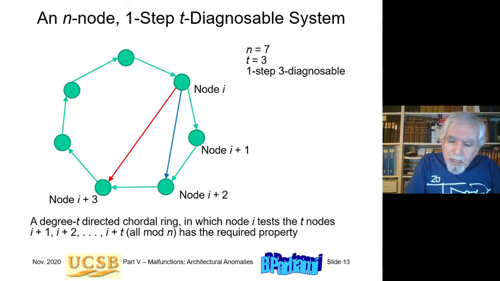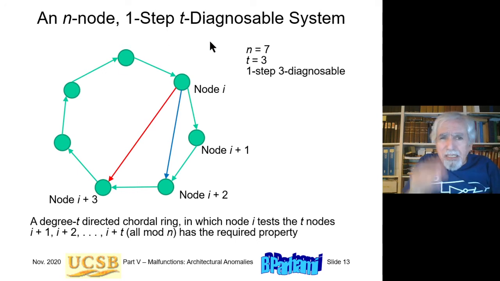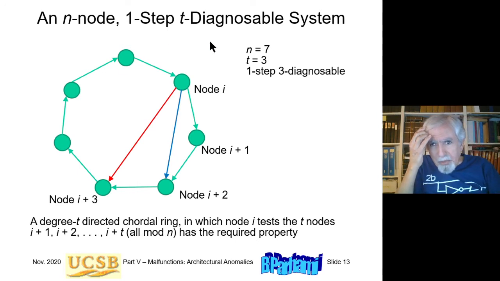that are more in line with the system's architecture. So if you have an n-node corridor ring in which node I is connected to node I plus 1, I plus 2, I plus 3, up to I plus T, then this system is guaranteed to be one step T diagnosable.